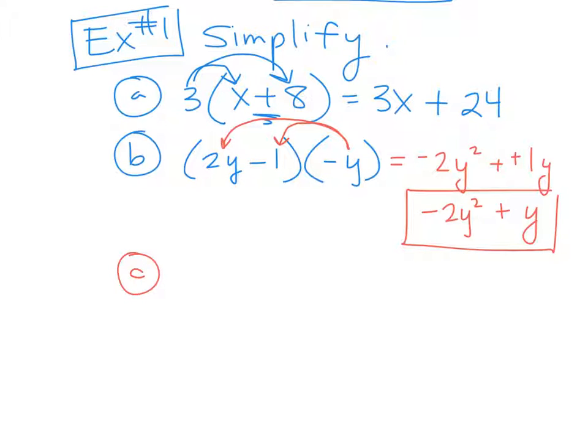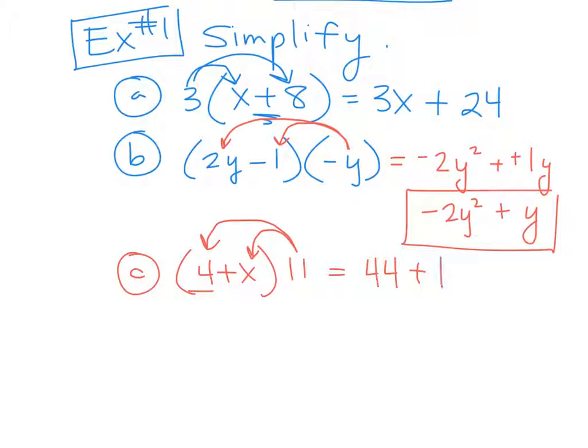You have 4 plus x and 11 over here. When you distribute, what's your first term going to be? 11 times 4, right? We want to start with the first one. So that is what? 44. Okay, plus or minus? Plus 11x. 11 times x is 11x. So that would be your answer. 44 plus 11x.